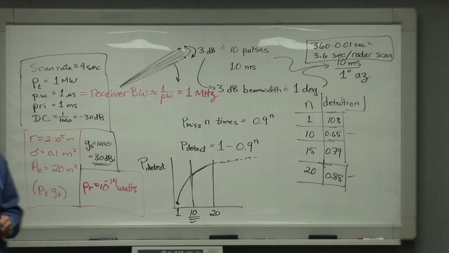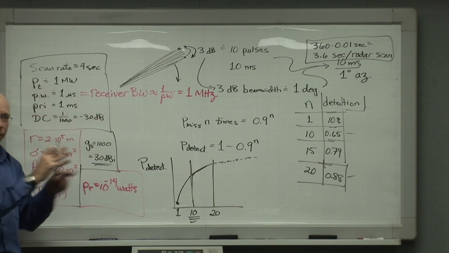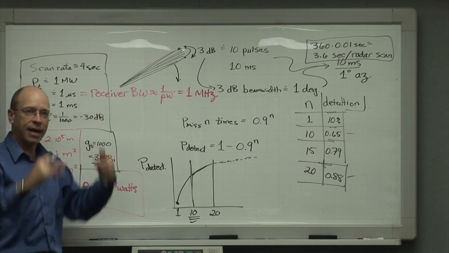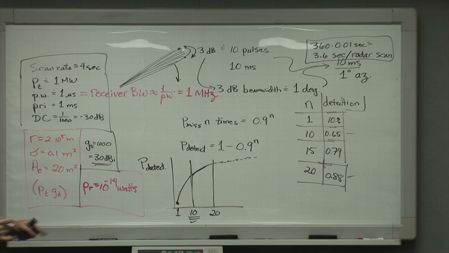And that's another thing about radar design. All these factors sort of interact with each other, as you can see. So it's not a completely cut-and-dry problem to work it all out. But these are the kinds of numbers that you get for a typical radar design like this.